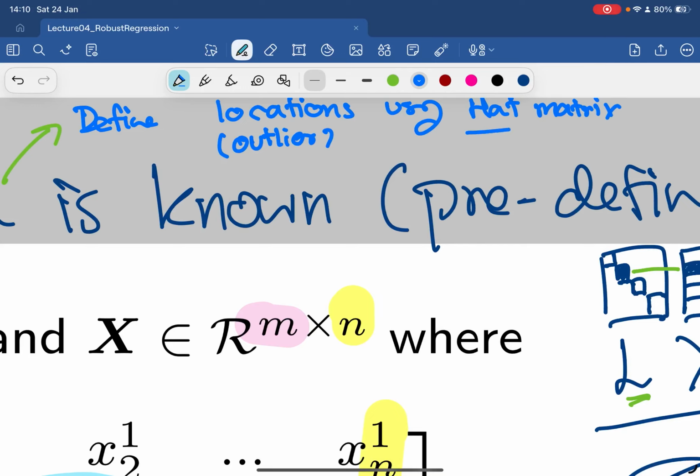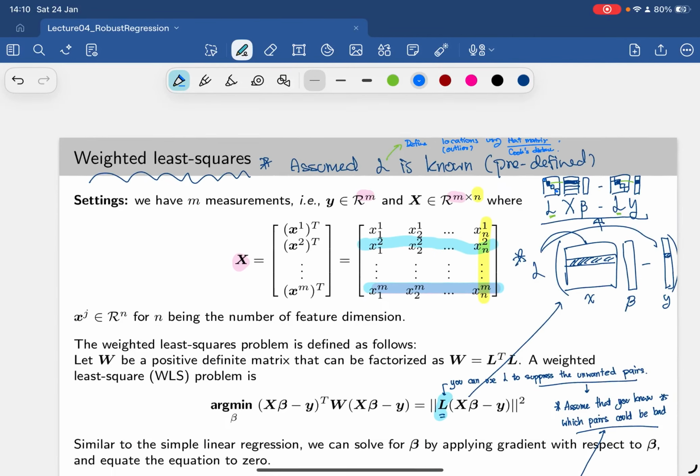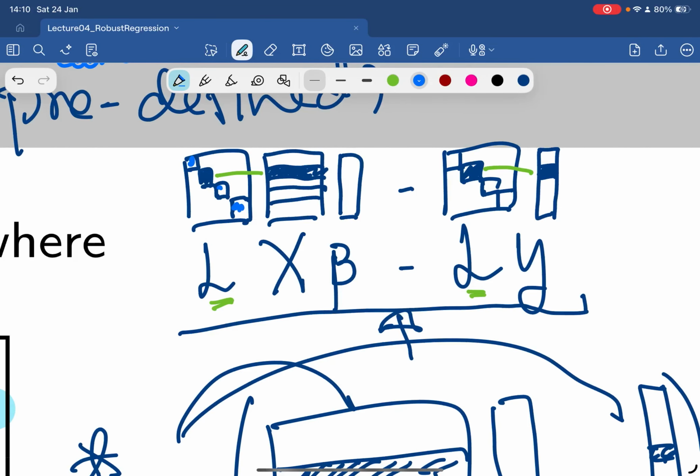Or Cook distance. Right. After you define the location, then with this location you can put a weight like 0, 0, 0, 1, and for the rest of that it will be 1 on the diagonal line. Then yeah, it will work. It could provide you a rough way to suppress the outliers in your system.